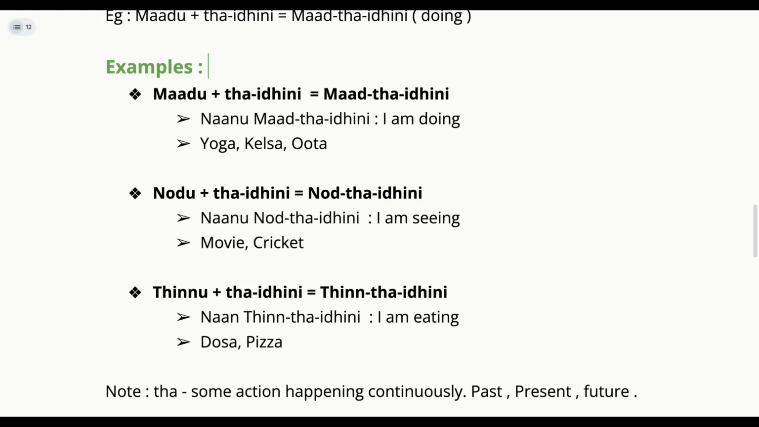Next one is tinnu, eat. The suffix is ta idini for present. So tinnu plus ta idini, tinta idini. Nanu tinta idini is I am eating. Nanu dosa tinta idini, I am eating food. Nanu pizza tinta idini is I am eating pizza.